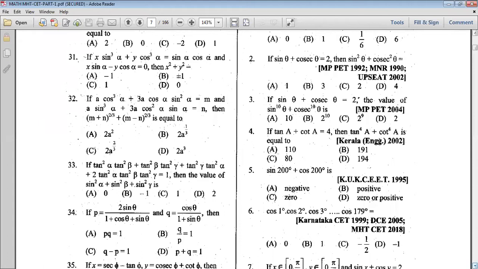which is a cos cube alpha plus 3a cos alpha sin square alpha is equal to m, and a sin cube alpha plus 3a cos square alpha sin alpha is equal to n. What is the value of (m plus n) whole power 2 by 3 plus (m minus n) whole power 2 by 3 is equal to how much?